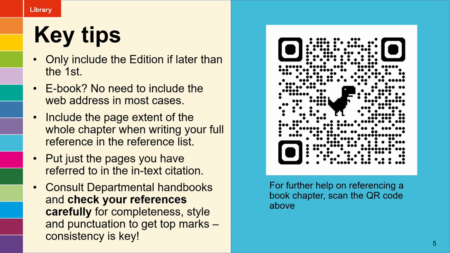Some key tips to remember when referencing a chapter from an edited book. You only need to include the edition if it's greater than the first edition. Where an e-book looks like a printed book, usually in PDF format, with publication information and page numbers, cite it in the same way as a printed book, with no need to provide a web address. Include the page extent of the whole chapter when writing your full reference in the reference list, whereas you only need to put the page or pages you've referred to in the in-text citation.